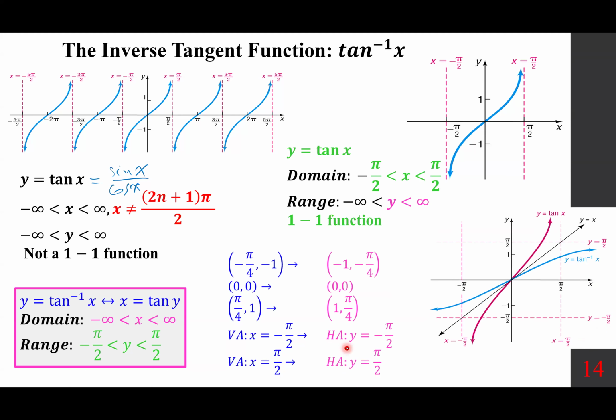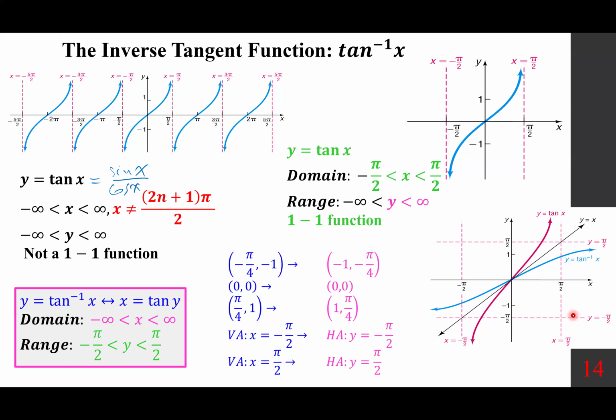And if you graph them on the same set of axes, they both go through 0, 0, and they cross the line y equals x, and the two functions cross each other at the origin. So y equals tan x has two vertical asymptotes. Y equals tan inverse has two horizontal asymptotes. That's a very important piece of information that we need for later courses.